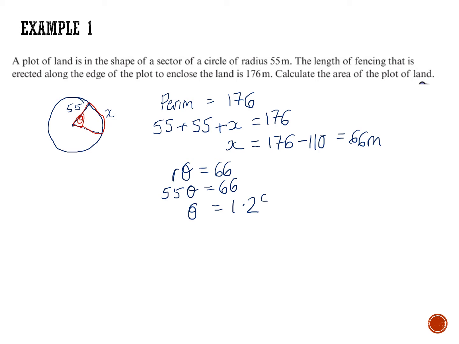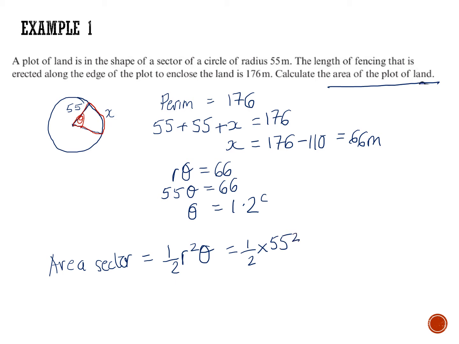Let's see what the question was actually asking us to calculate. Calculate the area of the plot of land. So we now need to use this theta to work out the area. So it's an area of a sector. Write your formula down, half r squared theta. Do remember the half. Put your values in, 55 squared times theta 1.2.